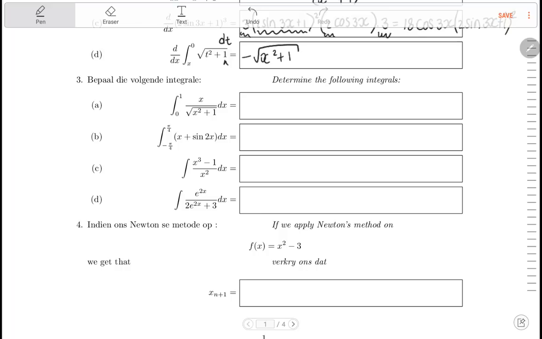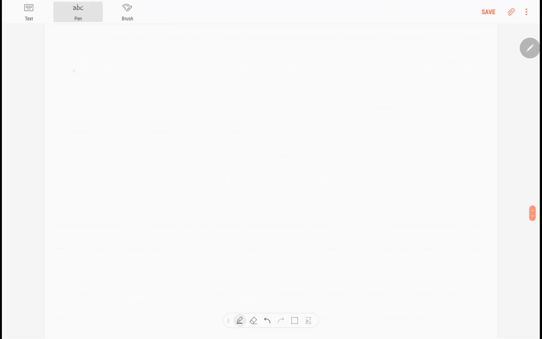Number 3a, we have the integral from 0 to 1 of x over the square root of x squared plus 1. So it's the integral from 0 to 1 of x over the square root of x squared plus 1 dx. So we can't just immediately solve this integral. We don't know how to do that. We don't have it in our table of known integrals. So what we have to do is transform this integral so that it's in a form that we know what the answer is going to be. And we can transform an integral by using u-substitution.